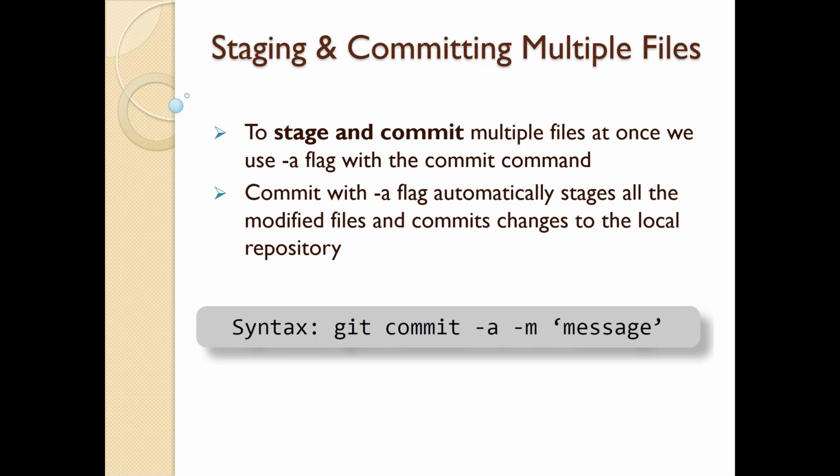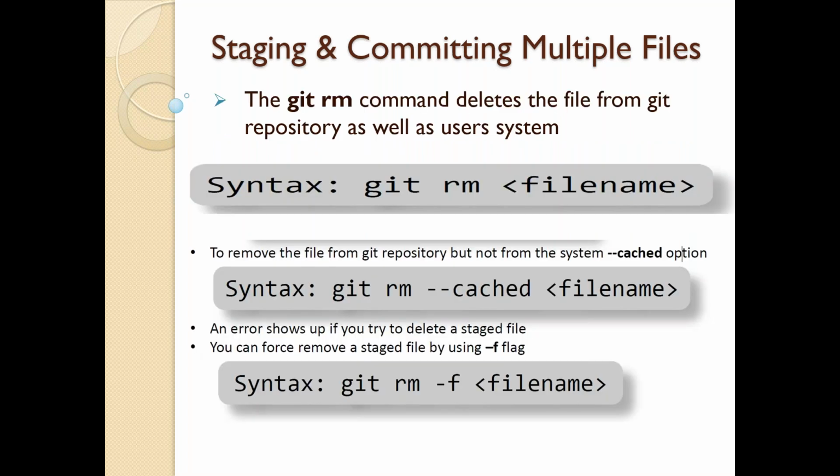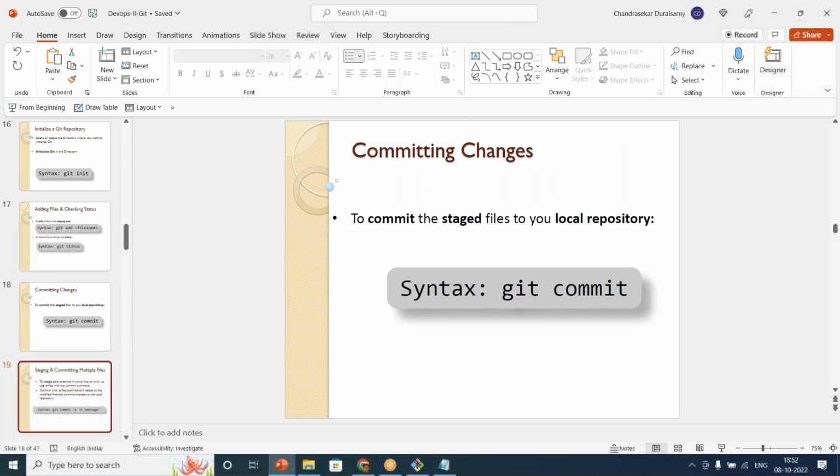Okay, and to stage and commit multiple files at once, you can use the -a flag. It will stage all the files and commit to the local repository. So instead of doing add and commit, you can use the -a flag. It will do both, but I would always recommend to please do them separately, because sometimes we will add it but not commit it now, right? So it's always better to do it as separate commands. Okay, fine. Any questions so far, guys?